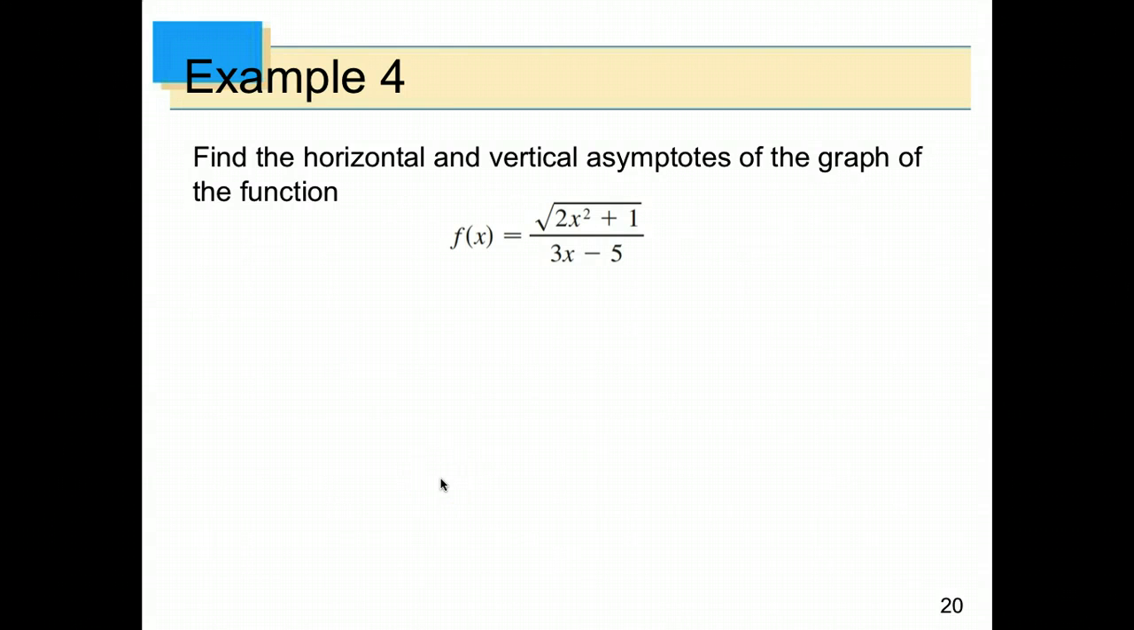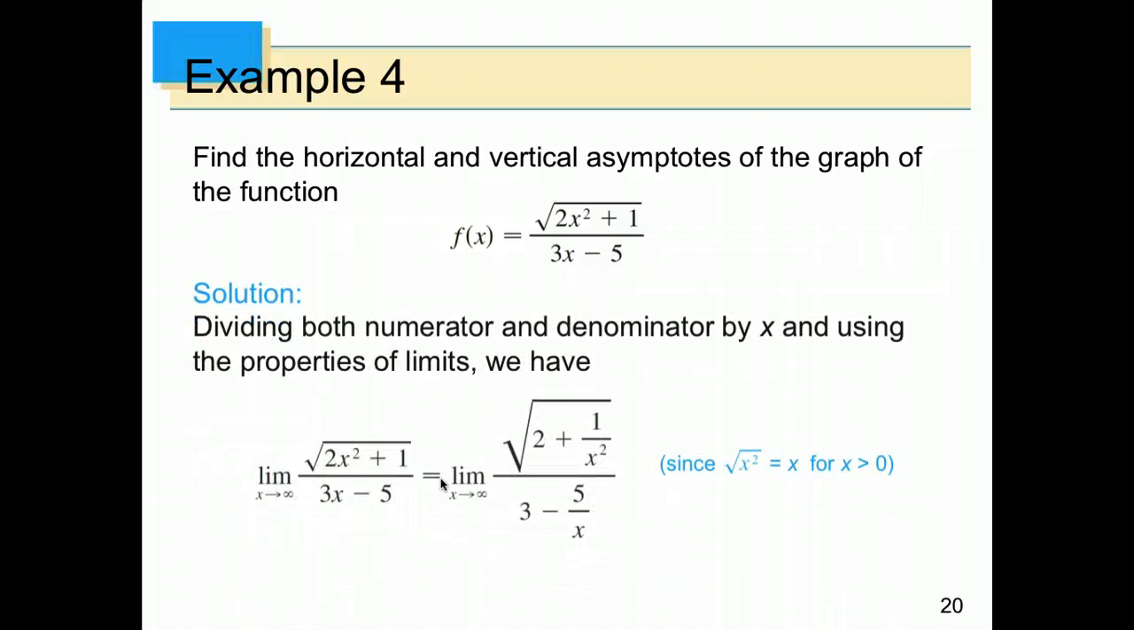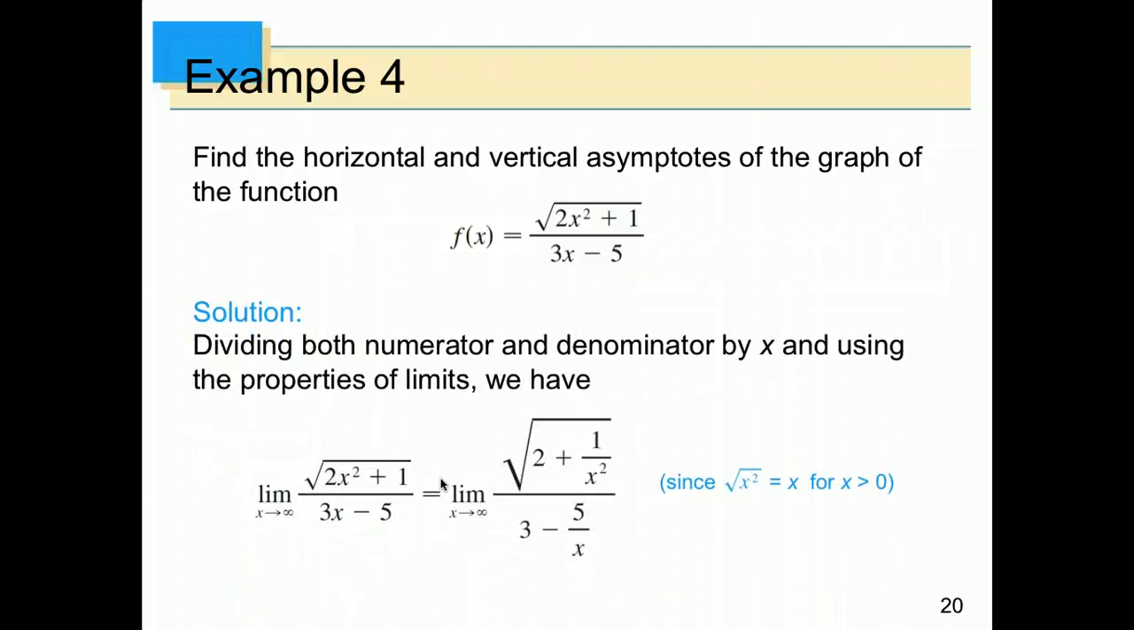Here's another example. Okay, in this next example, we're going to find the horizontal and vertical asymptotes of the graph of this function f of x, which is radical 2x squared plus 1 over 3x minus 5. Now, dividing both the numerator and denominator by x and using the properties of the limits, we've got the following. Now remember, we're dividing by x because that's the highest power of x in the denominator.